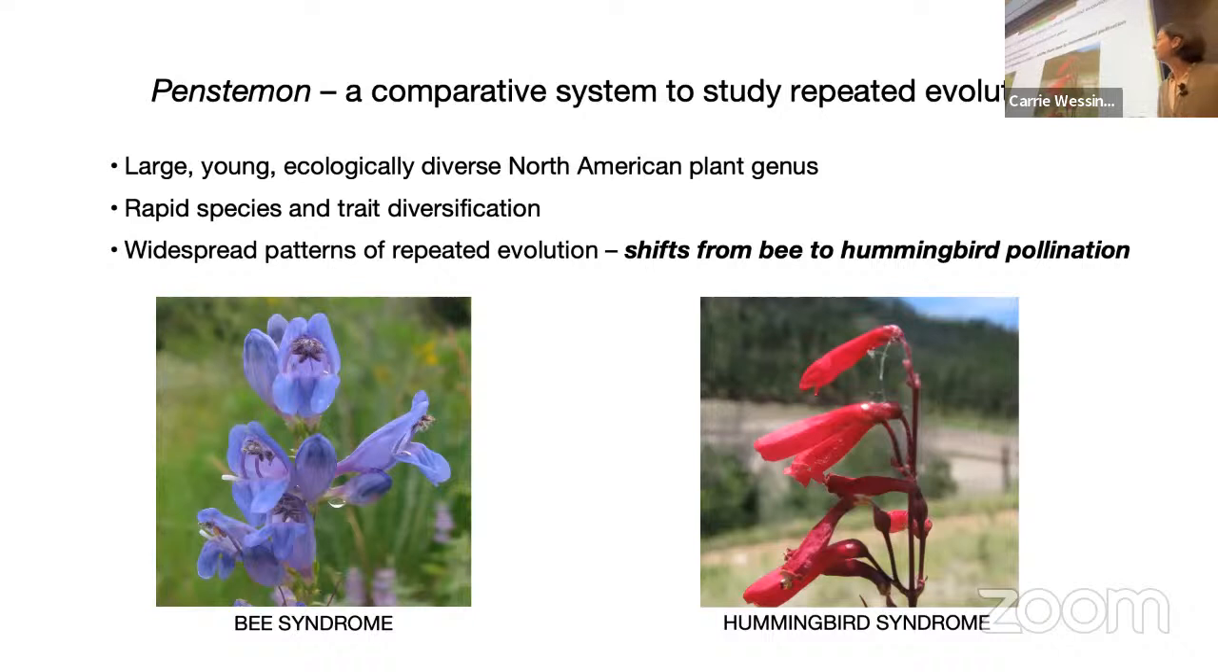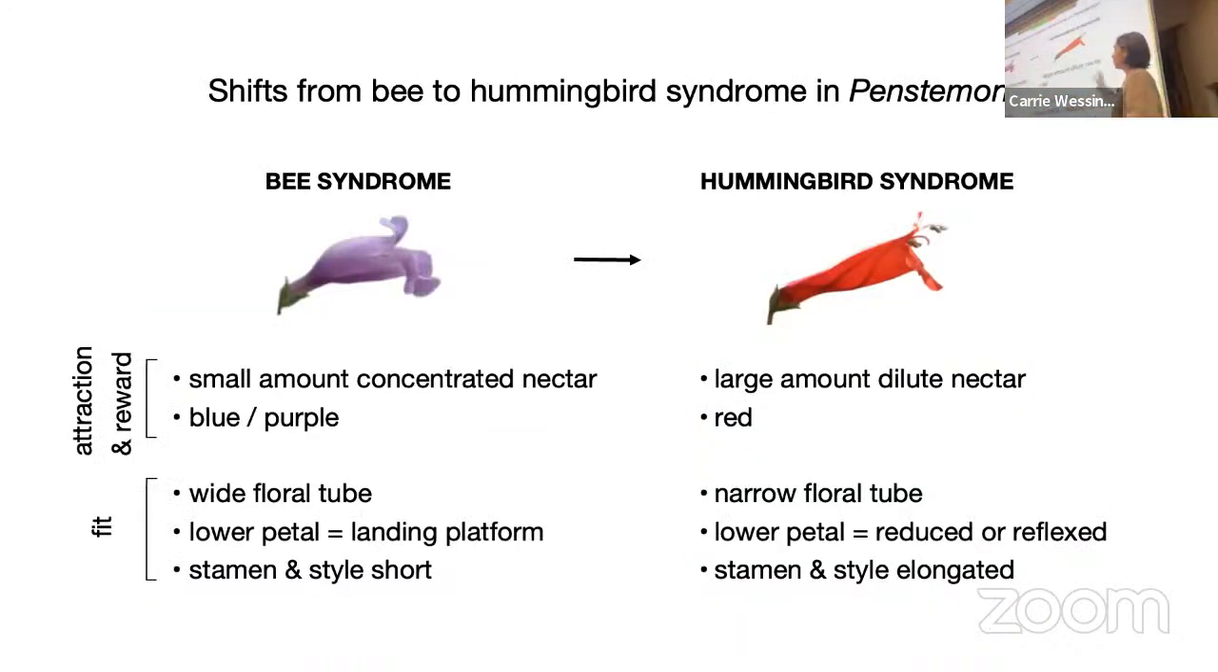A defining pattern is parallel evolution in floral pollination syndrome. Pollination syndromes are basically suites of floral traits that attract, reward, and facilitate efficient pollination by a particular type of animal pollinator or abiotic agent like wind or water. Now, most Penstemon species are adapted to be pollinated by bees, and there have been separate evolutionary transitions to a hummingbird pollination syndrome. And this involves change in multiple floral traits.